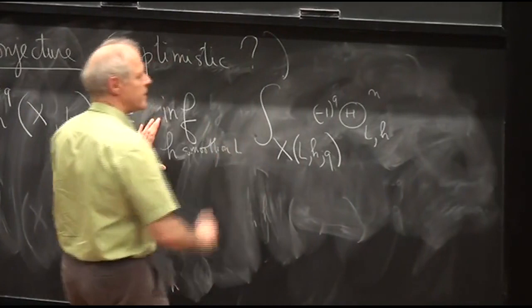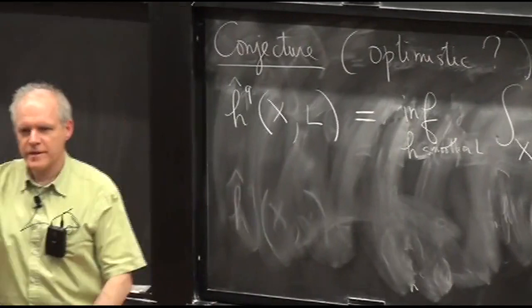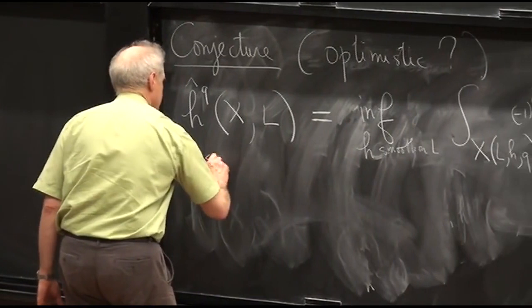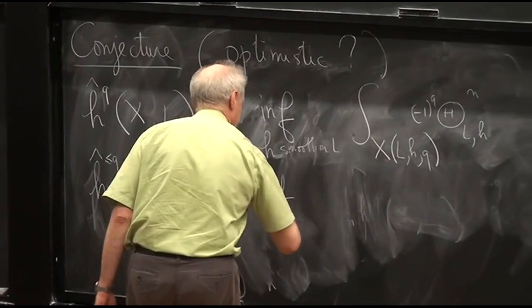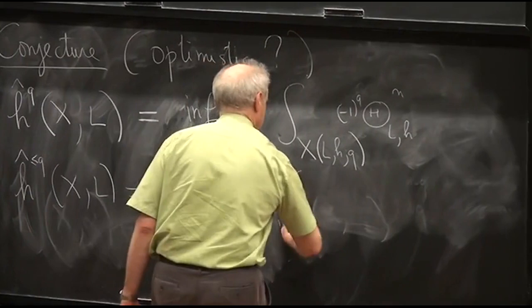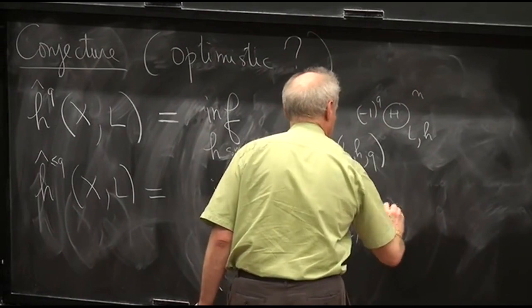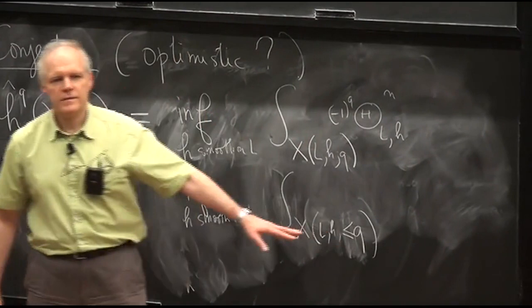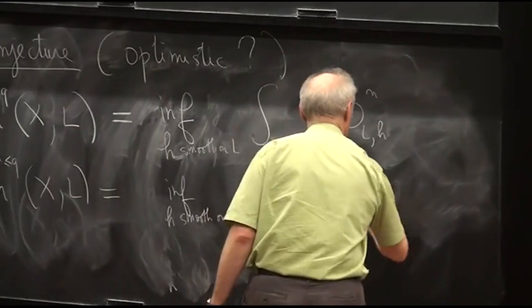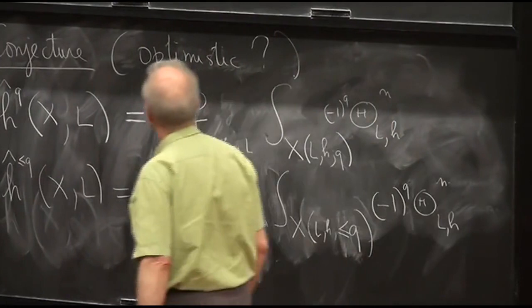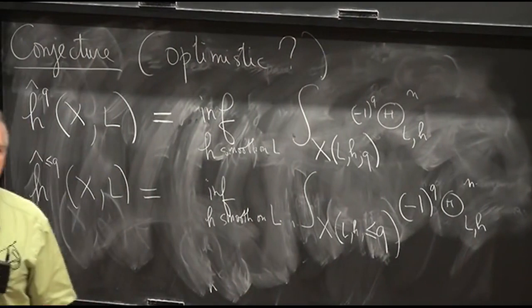And the same for the alternate sums. So if you take the limsup of the alternate sums, then this will be the infimum over all smooth metrics. Here you take the integral over open sets which are of index 0, 1, up to q. And in the package of the conjecture, you also add that all limsups are limits.